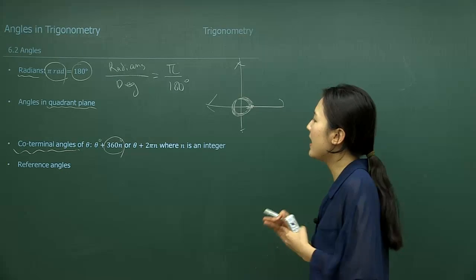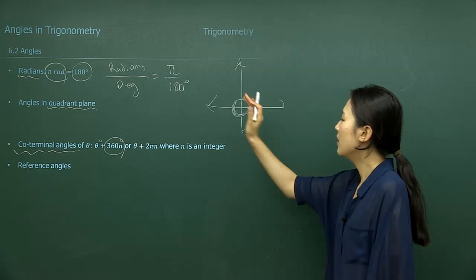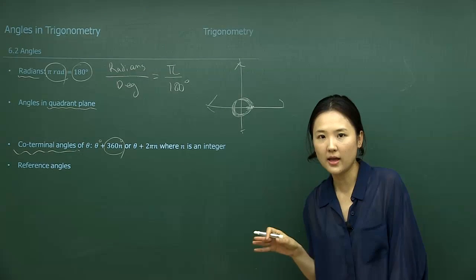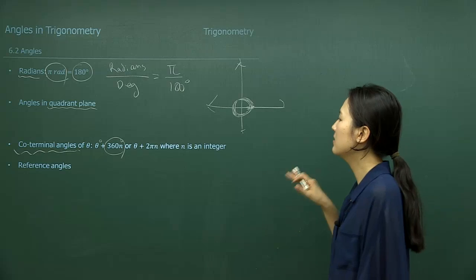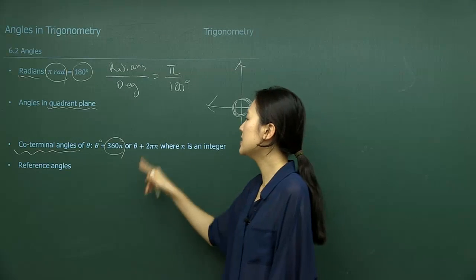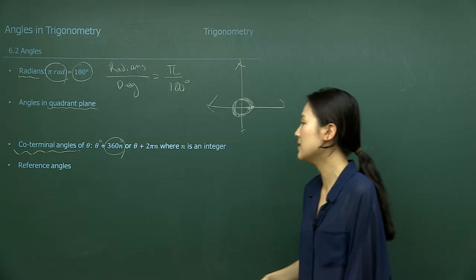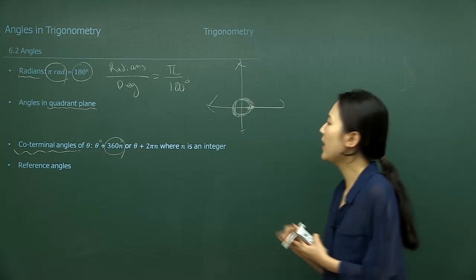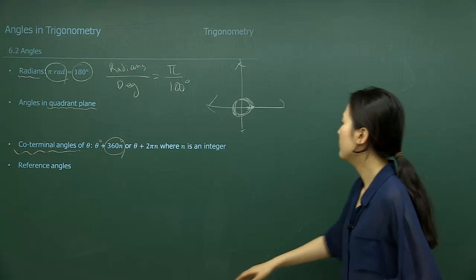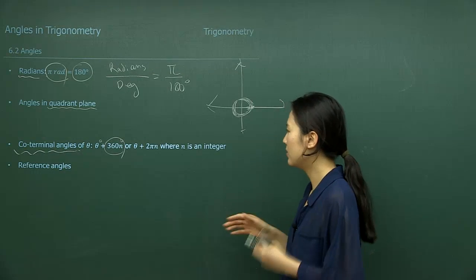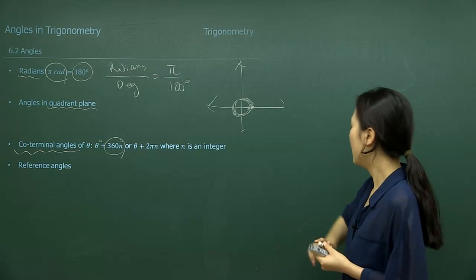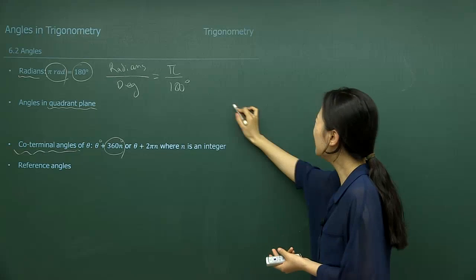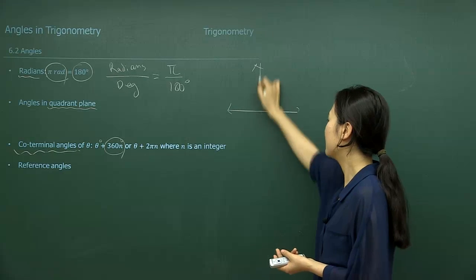So coterminal angles basically mean the angles that do lie on the same position as the given angle. Really simple. Add any multiples of 360s, or 2 pi's, depending on what unit your given angle is in. So that's the first thing you have to understand, what a coterminal angle is. But more importantly, we need to understand a reference angle.